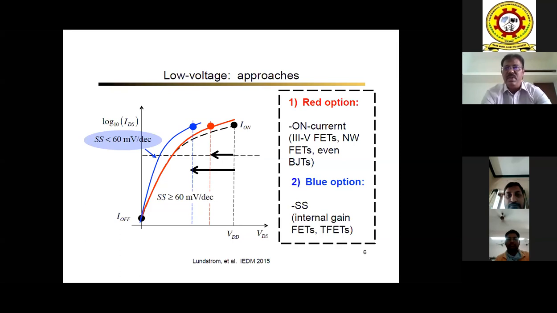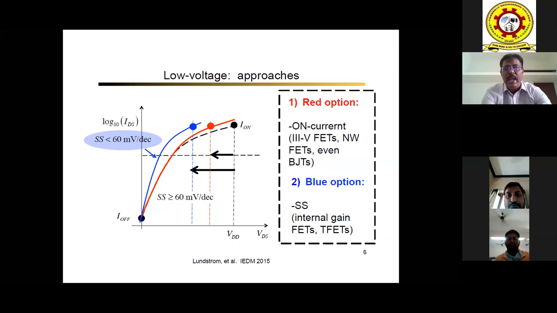Some of them are like nanowire FETs, and even in some cases BJTs are aptly used. It's not that we wanted to use BJTs in place of an FET, but as we run through the slides, we would know there is automatically a physical presence of a BJT inside the device structure. Then the blue option is more optimum compared to all the three curves, and this is the outcome of an internal gain. We call them IFETs. IFET stands for internal gain FETs, and we see some of those examples in today's seminar, as well as TFETs, like tunneling field effect transistors.